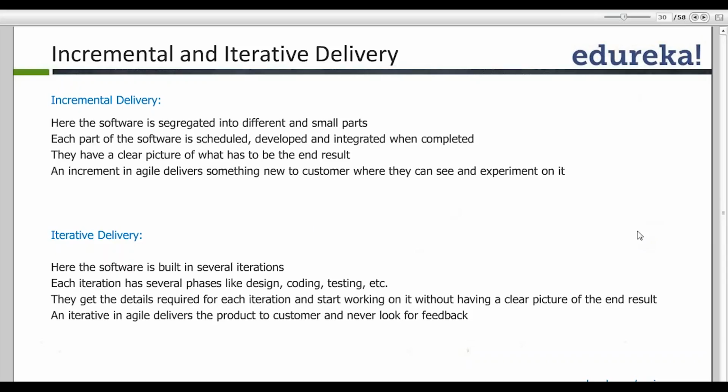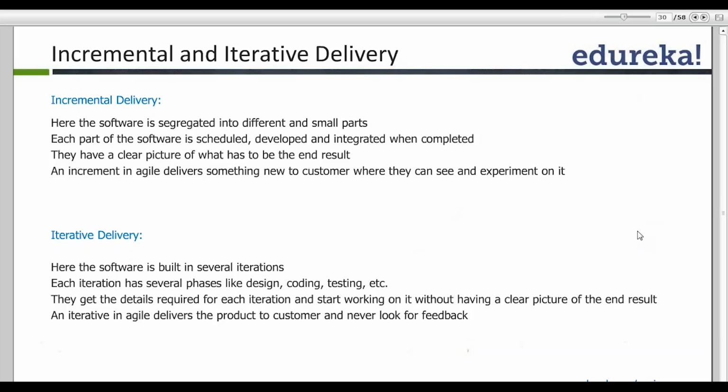Practical example of iterative, as I said, this bank ATM project. Today, when we are having a whole lot of functions, these would have developed in multiple iterations. So probably 10 or 15 iterations, we would have developed the entire ATM software what we have today. So iterative contributes to incremental delivery.